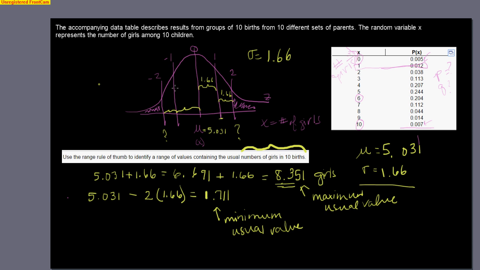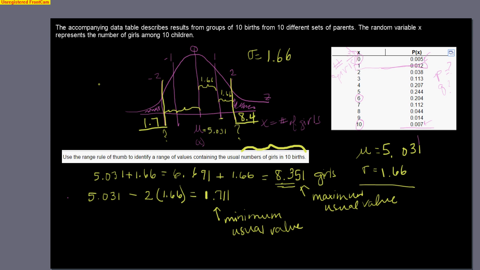We went back up here. Our 2 important numbers are 8.4. I'm going to change it to 8.4 because I did notice in the problem it says round to 1 decimal place. And over here it's going to be 1.7. Now you can't have 0.4 of a girl or 0.7, but that just means these are your usual value cutoff marks.